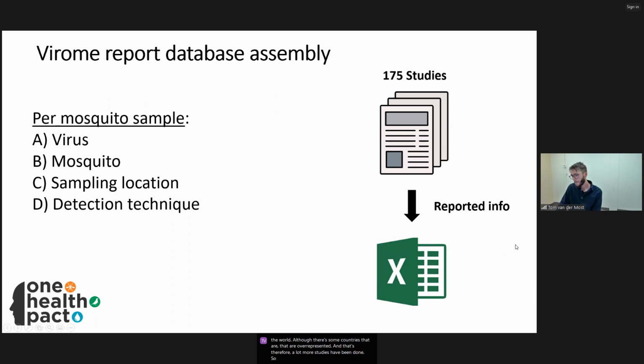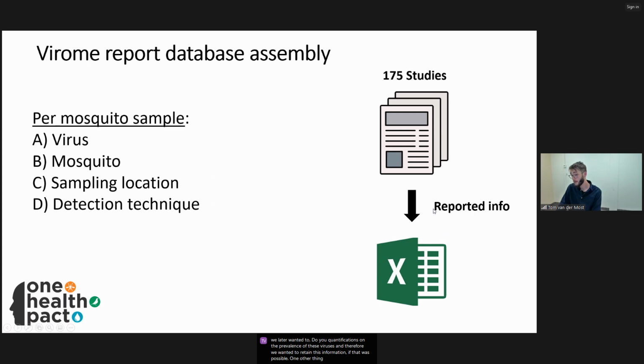So for these 175 studies, we wanted to know a lot of different things. It, however, boils down to 4 categories. We wanted to know which virus was found in which mosquito, at which location, using which technique. And ideally, and we tried to do this as much as possible, we wanted to know this for each mosquito sample that these studies had tested. This is because we later wanted to do quantifications on the prevalence of these viruses, and therefore we wanted to retain this information if that was possible.